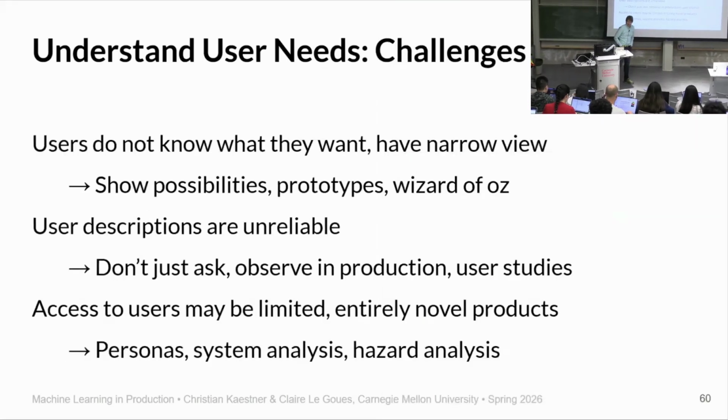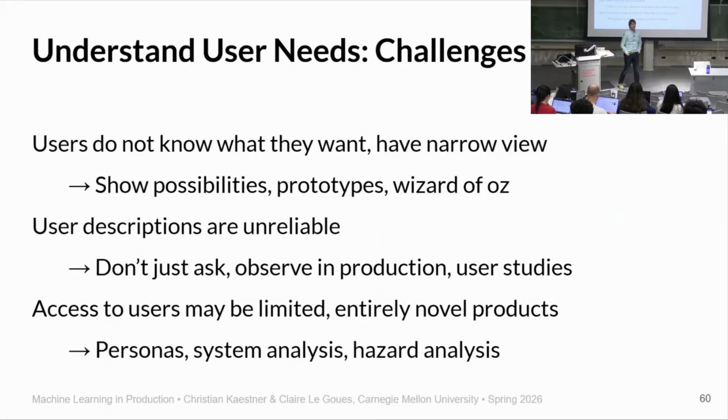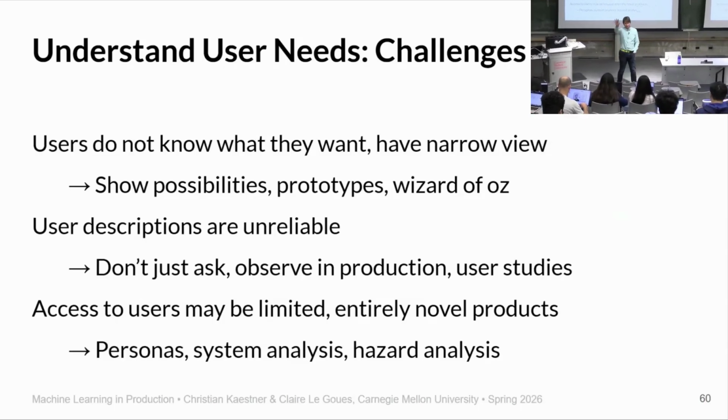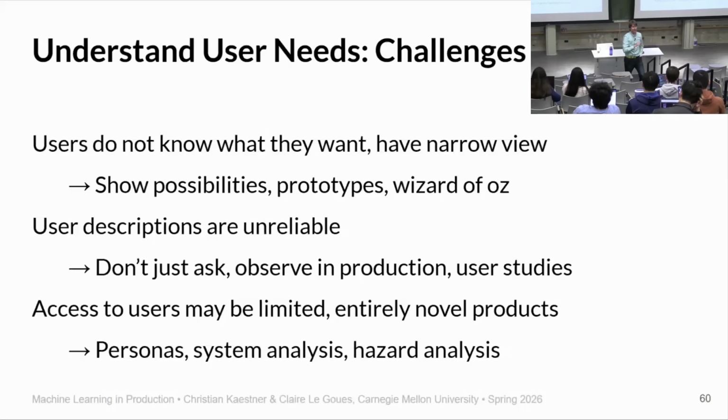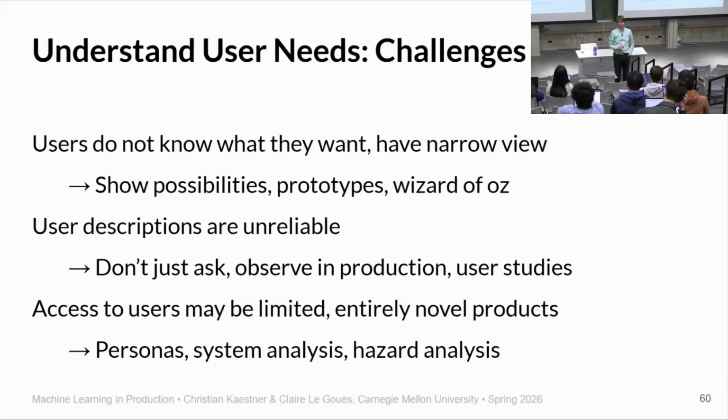So, users often don't know what they want, right? We talked about this back then too. With explanation, it's the same thing. If you ask a user, what explanation do you want, you don't get a meaningful answer because they don't know what's possible and they're afraid of asking for anything, right? Because they think they wouldn't understand anything.